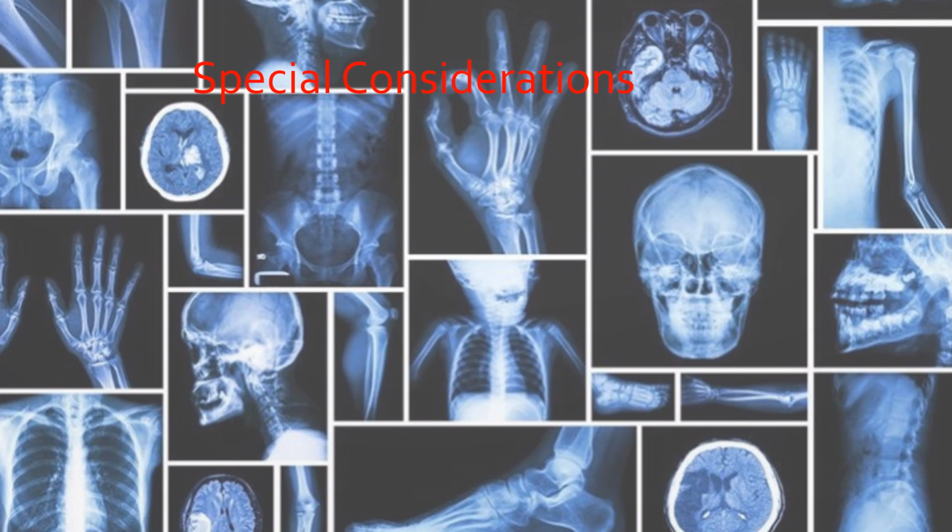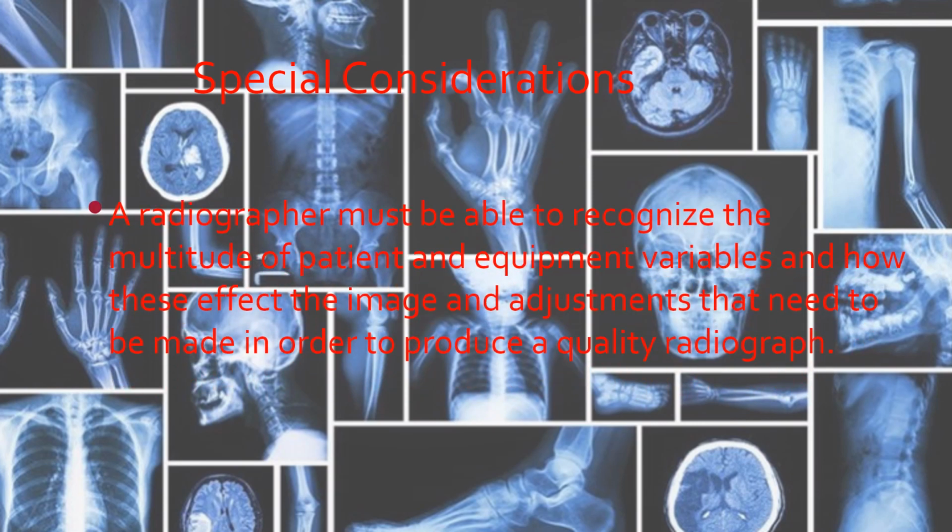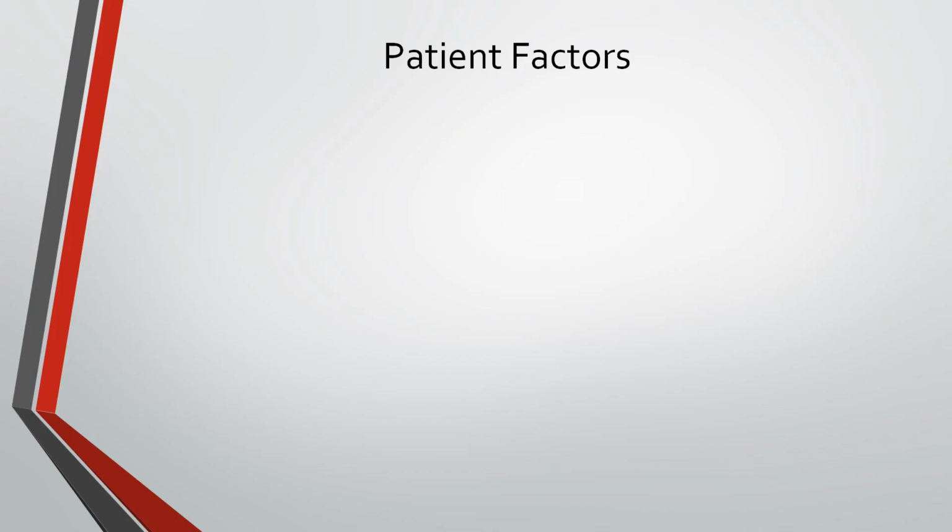And these are included with secondary factors. It's a continuation of these secondary factors, in that a radiographer must be able to recognize the multitude of patient and equipment variables and how these affect the image, and the adjustments that need to be made in order to produce a quality radiographic image. We'll go ahead and we'll talk about some of these factors. We'll start with patient factors. Patient factors include size, shape, and condition of the patient.